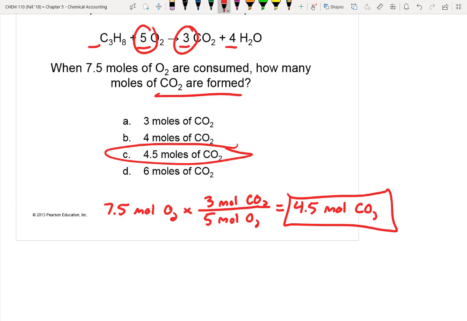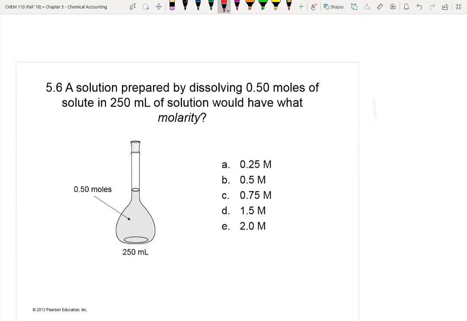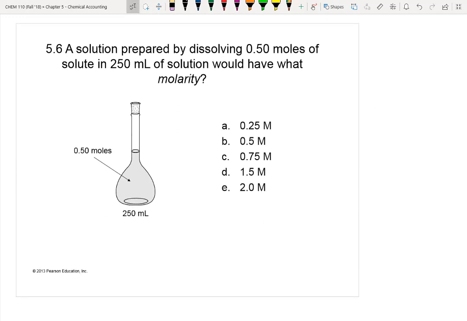Make sense? So the coefficient basically tells you the ratio of one molecule to another molecule in your balanced reaction, and so you can use it to convert moles of one reagent or product to moles of something else, as long as you're starting out with the balanced equation. These are a little tricky. Let's do one more, and then we'll do more stoichiometry practice. We'll basically spend the rest of the week doing stoichiometry practice and exam review. All right, a solution is prepared by dissolving 0.50 moles of solute in 250 milliliters of solution.